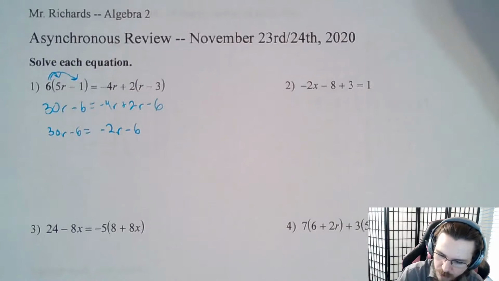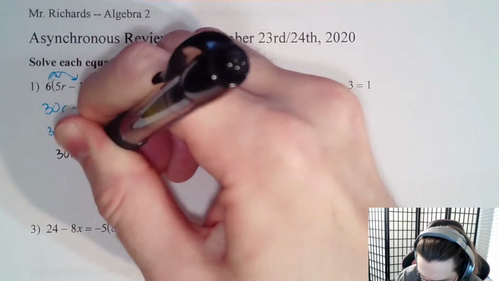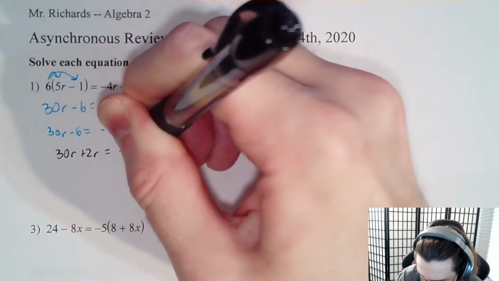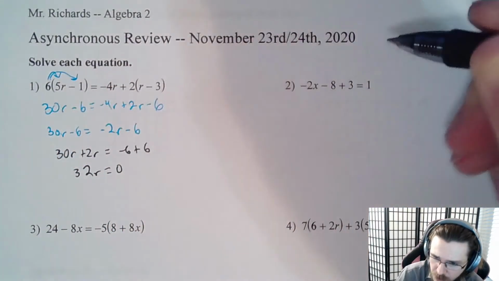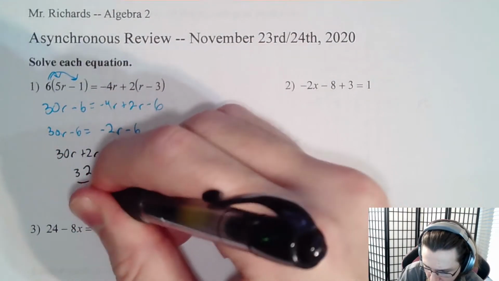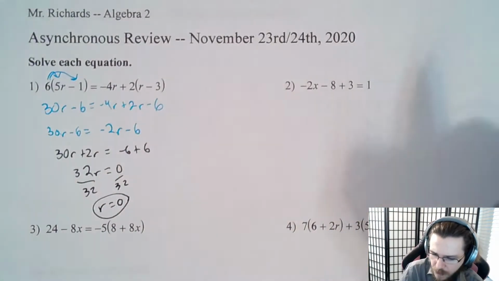Moving on here, using my little switcheroo trick, that negative 2r is going to move to the left and become positive. The negative 6 is going to move to the right and become positive. So we're going to have 30r plus 2r equals negative 6 plus 6. That's 32r equals 0. Don't be tricked by the 0. It's okay. Divide both sides by 32, and we get r equals 0.